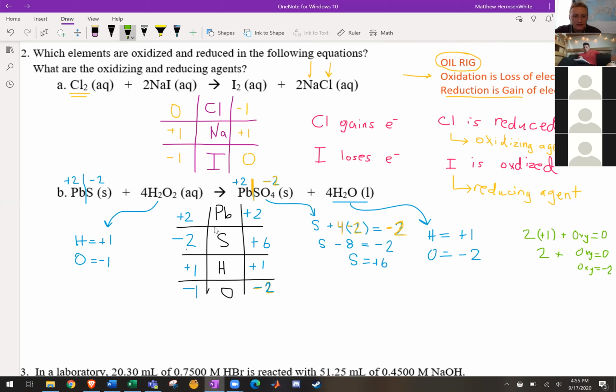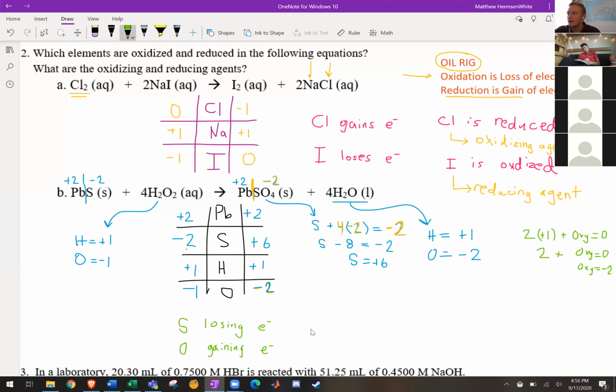So, all right, let's see what's going on. We have sulfur going from -2 to +6. That would be losing electrons. It is getting more positive, so it's losing. What about oxygen? Oxygen is gaining electrons. It is getting more negative, therefore it is gaining electrons.